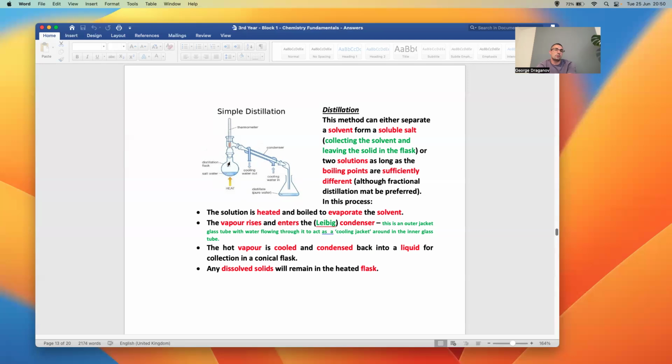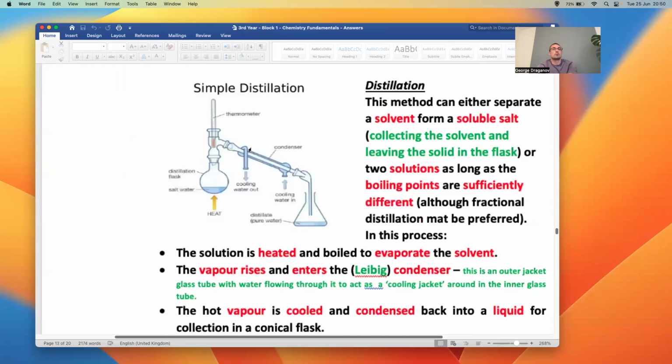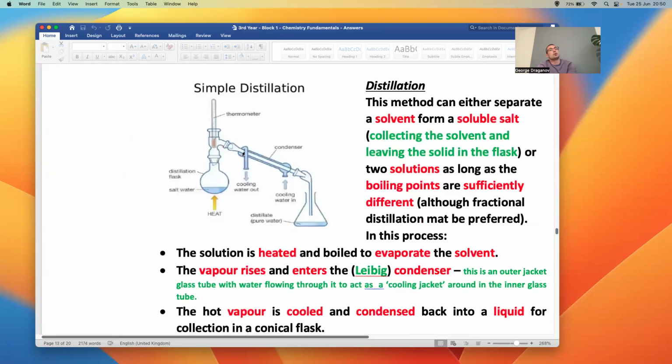You boil the water, it rises up, and it goes into this Liebig condenser. This is called a Liebig condenser. As it goes into the Liebig condenser, it cools down because cold water is flowing on the outside of the condenser. And as it cools, it condenses and goes in here as a distillate. This is the pure solvent, in this case, the pure water. The salt will be left behind.